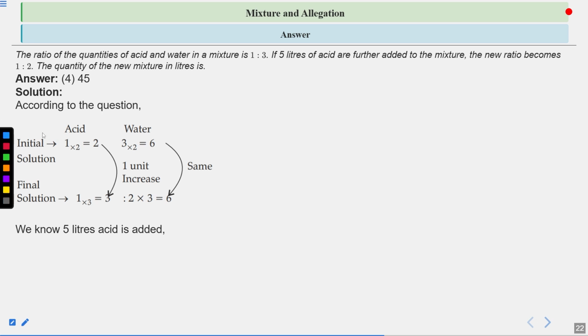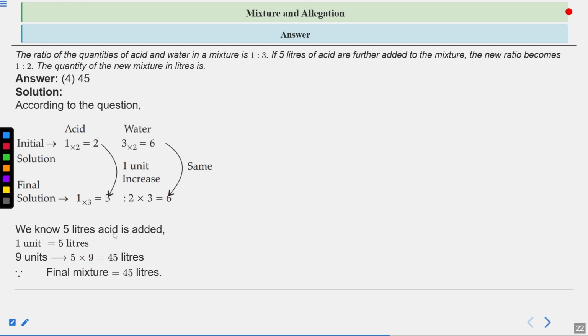So we can clearly see that the initial acid quantity increases when we make water 6 units. In the final solution, 1 unit of acid is increased, and we know the increase is 5 liters. So this 1 unit equals 5 liters. What will be the total units? The total is 6 plus 3, which becomes 9 units. So what will be the value of 9 units? 5 into 9, which is 45 liters.